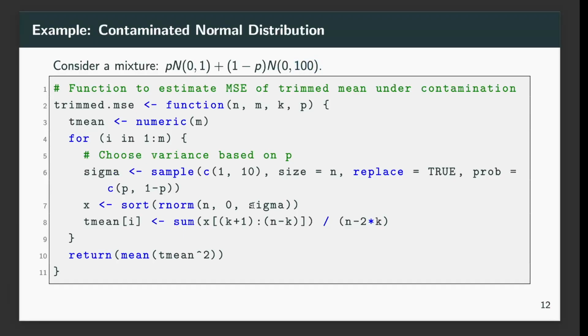Okay, and then finally we take the sum of all this. So the t-mean is computed by the sum of the x, from k plus 1 until n minus k. Then we divide by n minus 2k, and then we return the mean. So this is the trim mean.